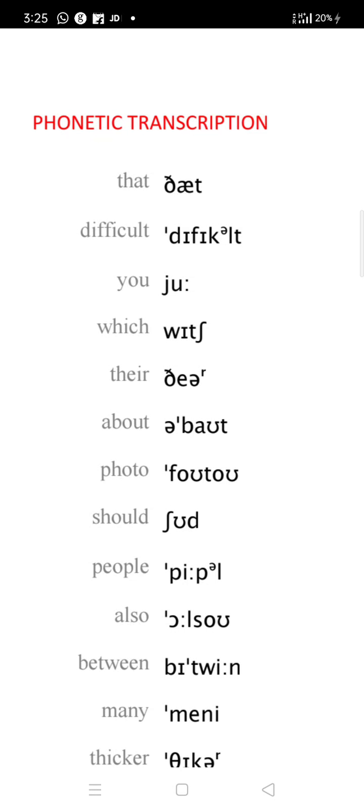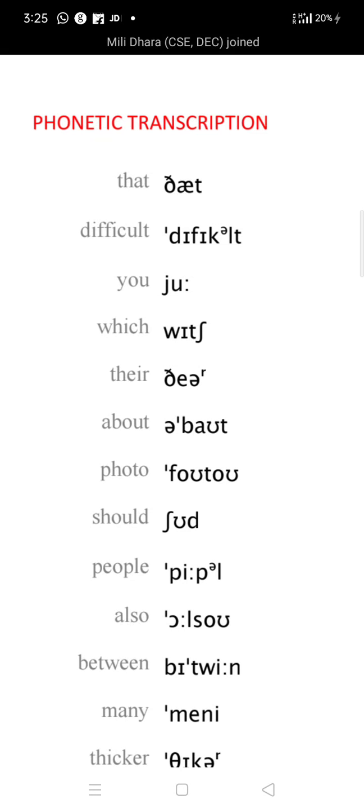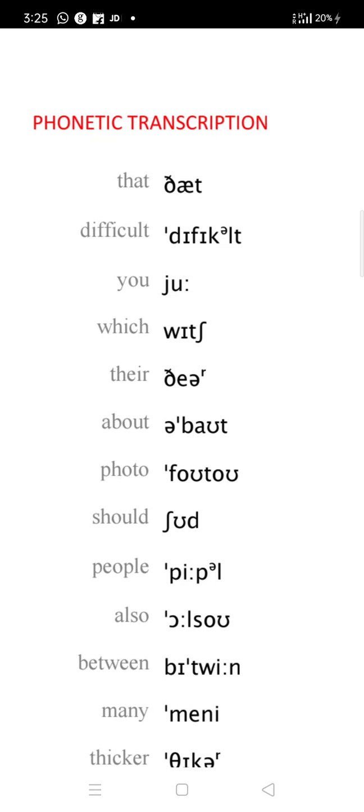Here you can see the stress mark on the first syllable. The word difficult is a trisyllabic word, difficult, okay, and we have to put stress on the first syllable, and that's why you can see here the stress mark.